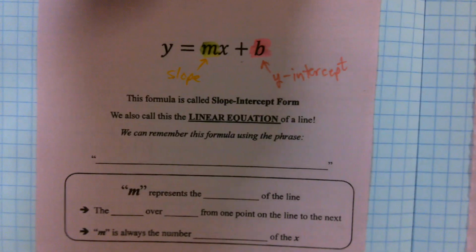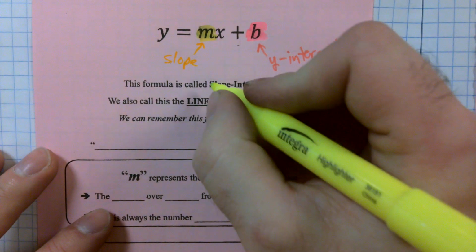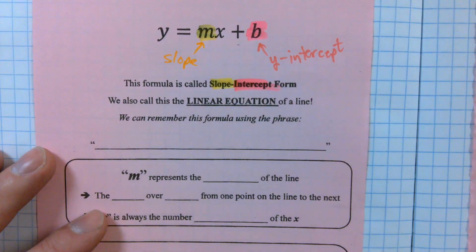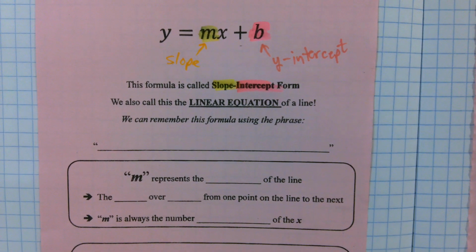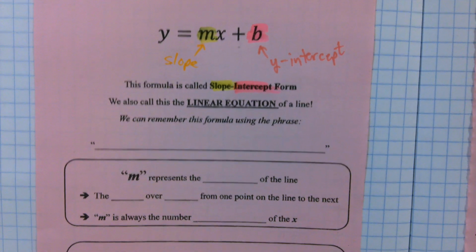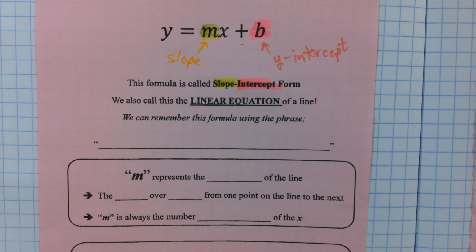So this formula is called slope-intercept form because we're going to have a slope. I'm going to do it in yellow. And we're going to have a y-intercept, which I'm going to highlight in pink. So your colors should be nice and consistent throughout this whole thing. Okay?